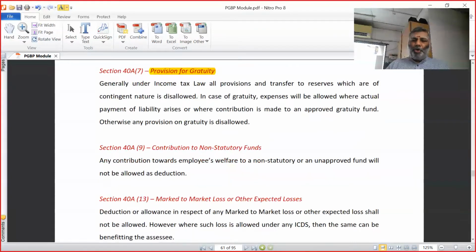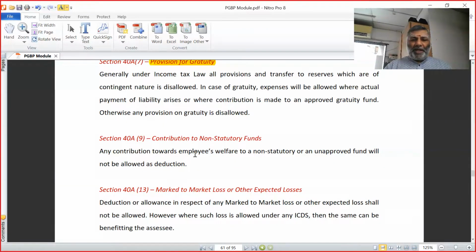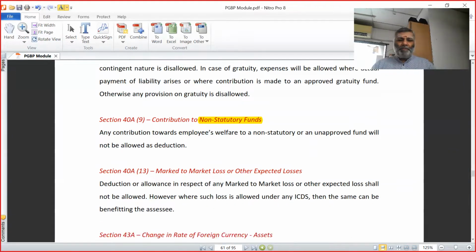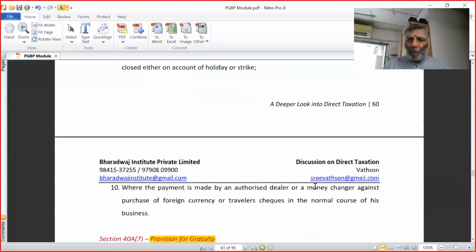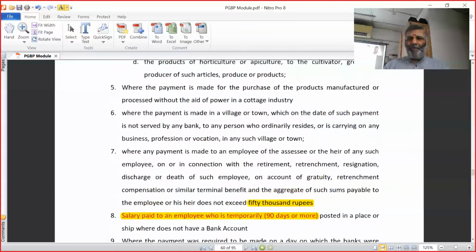And contribution to non-statutory funds, that is unrecognized funds or in excess of limits, will not be allowed. This is what yesterday also we saw. Up to 10% you can contribute towards pension fund. In excess of that, I'm not saying it's non-statutory, but it is in excess of limits, so it will be disallowed. Mark to market losses, let us look at it when we look into ICDS. Am I clear to you? Please go through section 40A once.